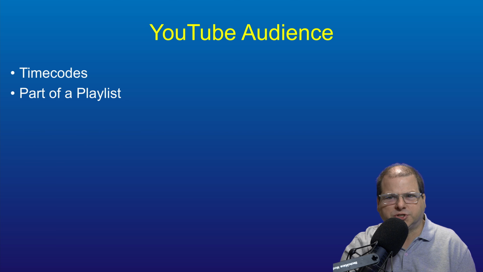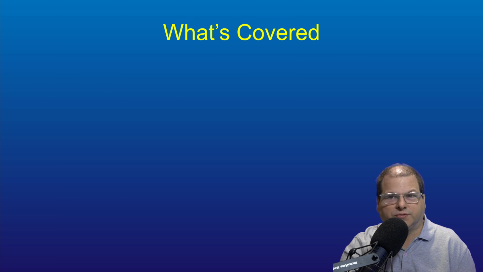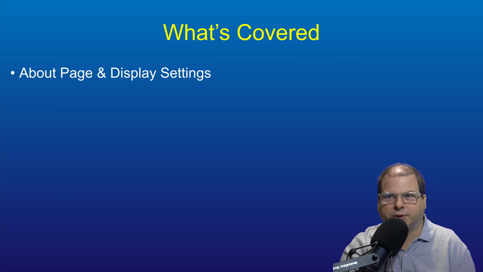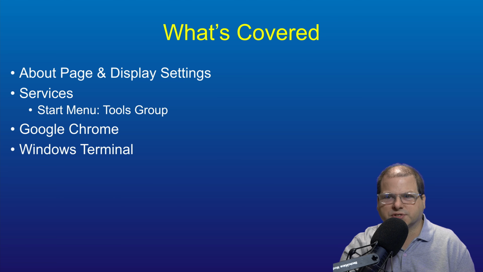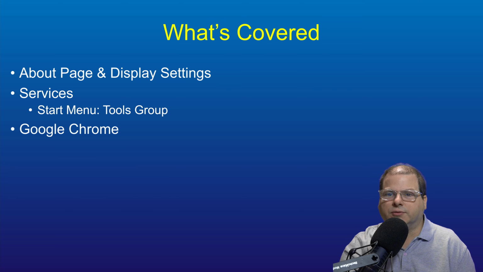Also, as mentioned, since this is part of a greater installation process, this video is just the starting point to a larger playlist. I'm going to cover how to access your system's About page and the display settings page. Then I'll set up the Start menu group called Tools by adding a link to the Services app, sometimes used in some of my courses. After that, we will use Microsoft Edge to install Google Chrome, followed by installing the Windows Terminal from the Microsoft Store.